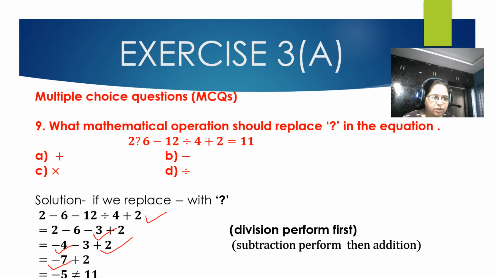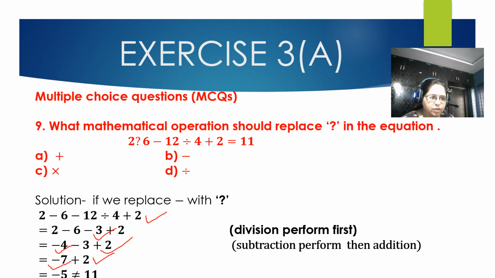Both are negative integers, so just add the integers, 4 plus 3, and keep the negative sign. So 4 plus 3 is 7, and since both are negative integers, we just add the negative symbol. So we get minus 4 minus 3 is minus 7. Minus 7 plus 2.